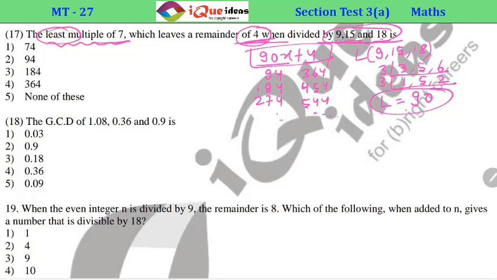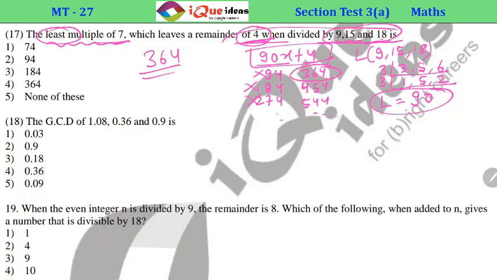Now check 94. Is it divisible by 7? 13 sevens are 91, so no. Let's check 184. Is it divisible by 7? Let's see, 140 and 44. No, it is not divisible. What about 274? 273 is divisible by 7, so this is also gone. What about 364? Right. 364 is divisible by 7.